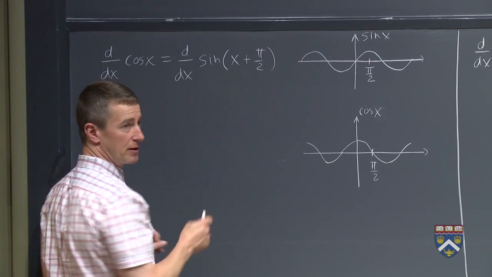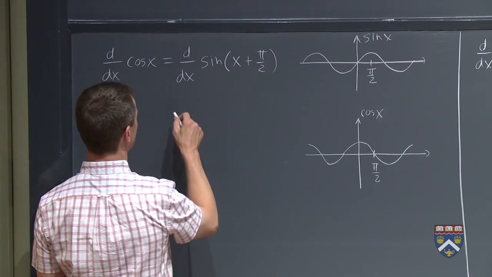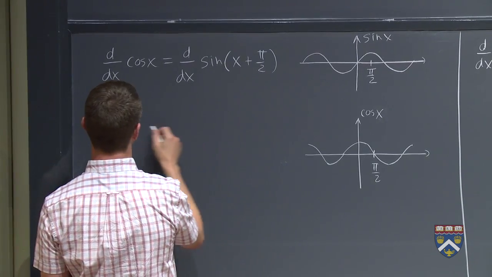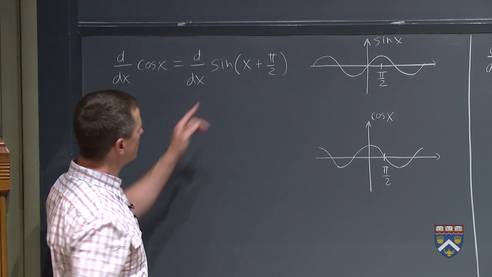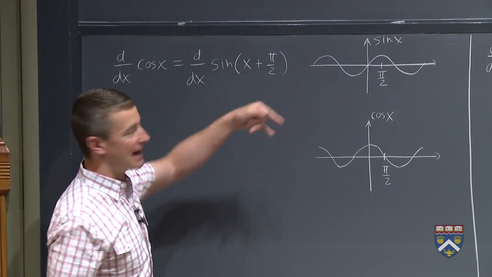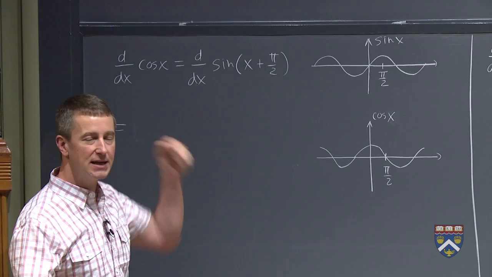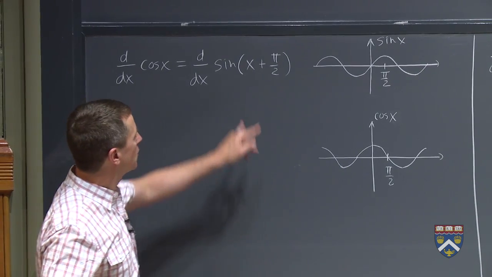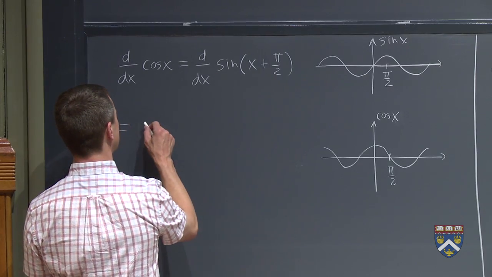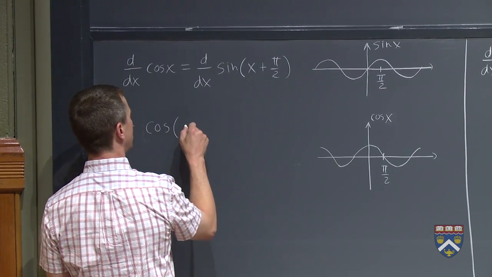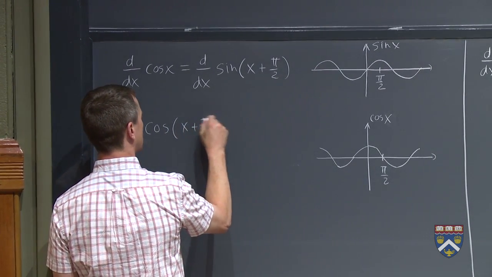I think we have an old applet. You can shift them if you like and experiment with that if you don't believe us here. So what does this mean? Now we want to take the derivative of sine of x plus pi over 2, but because we have the chain rule, we know how to do this. We've got the derivative of sine of something. So the chain rule says it should be cosine of that very same thing.